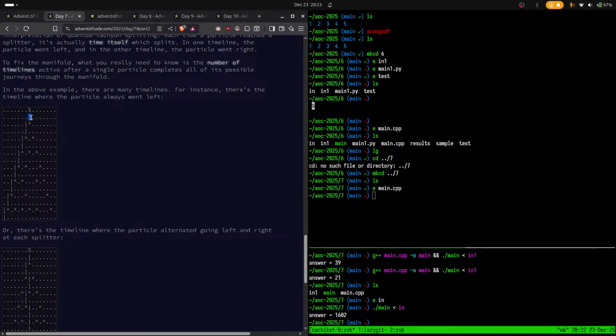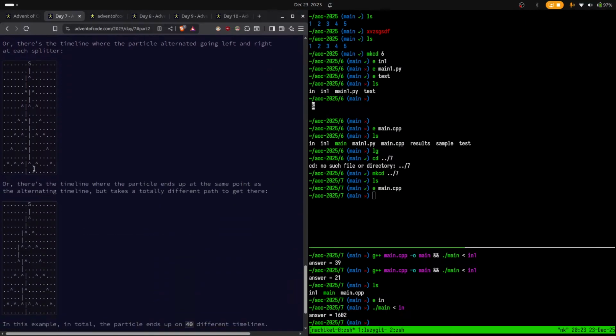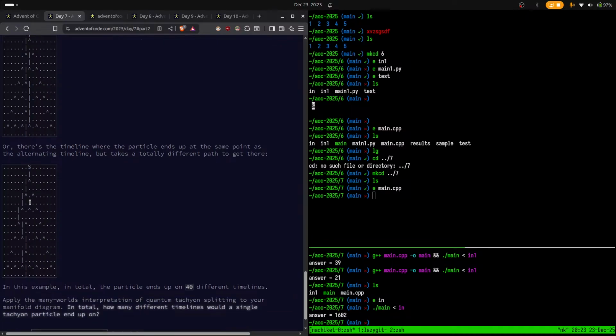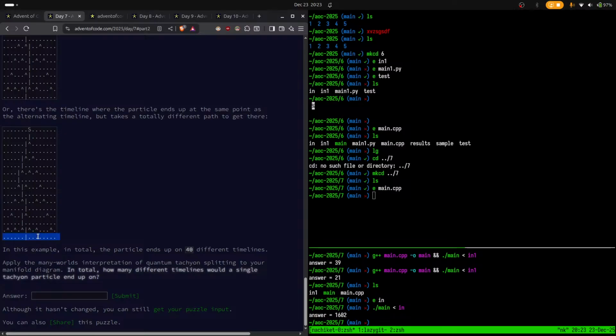There is one single source and we're basically finding out how many paths we are going to follow to reach somewhere. That should find out how many paths there are from the starting point to any ending point in the last row.